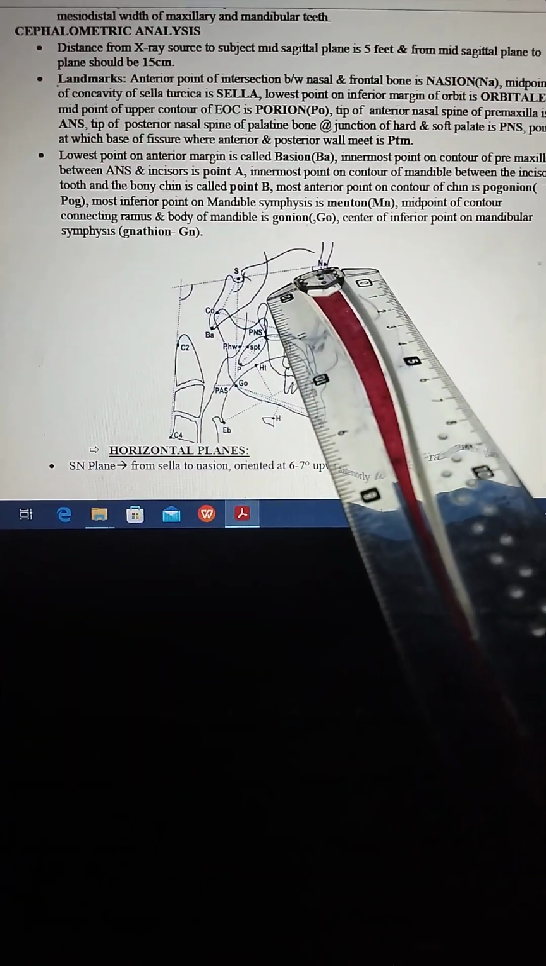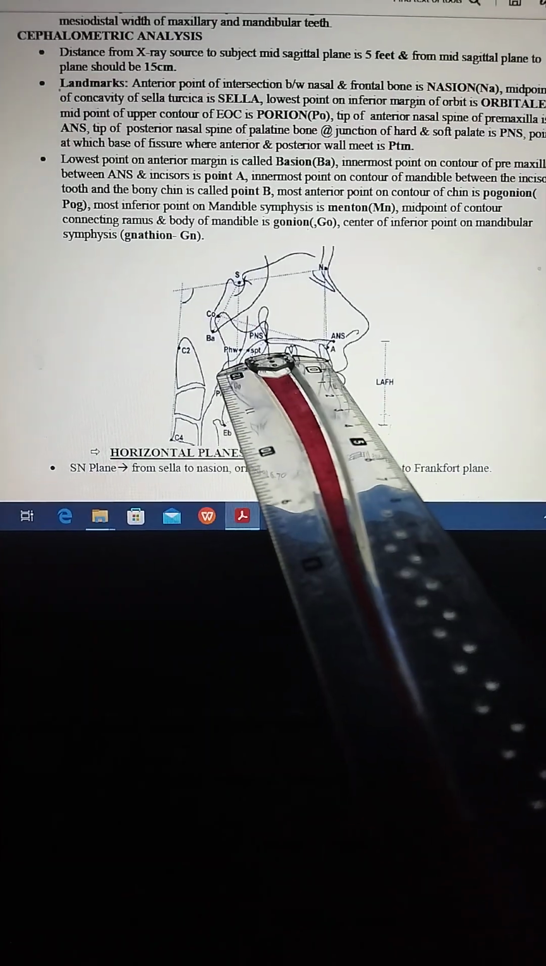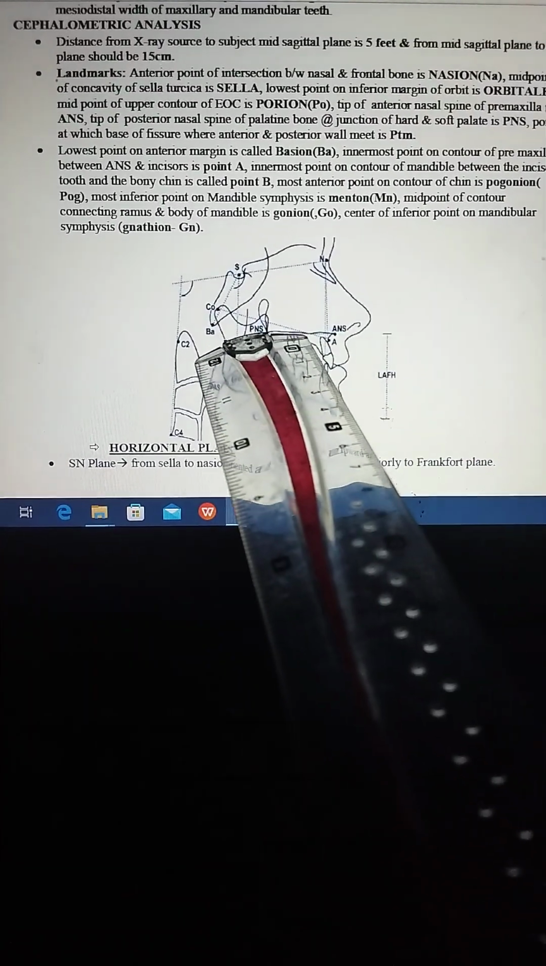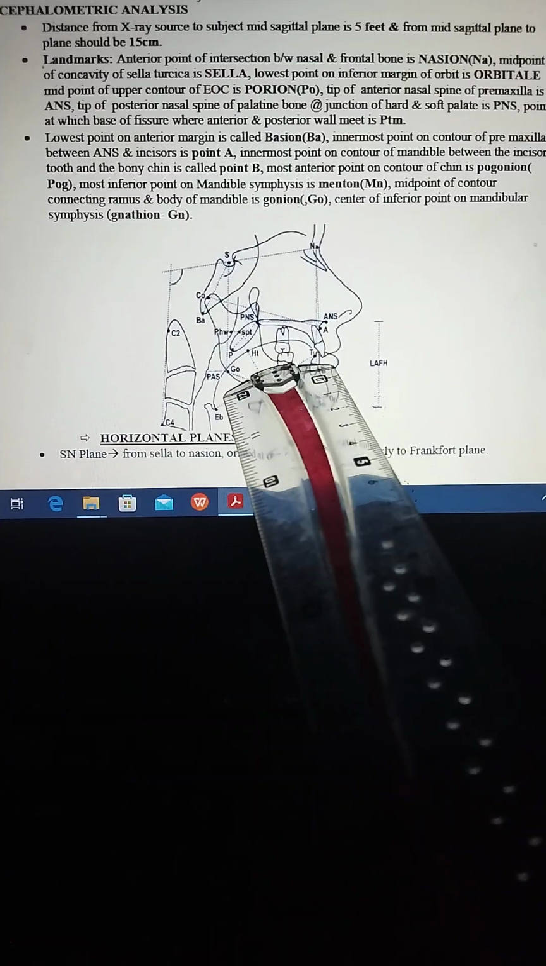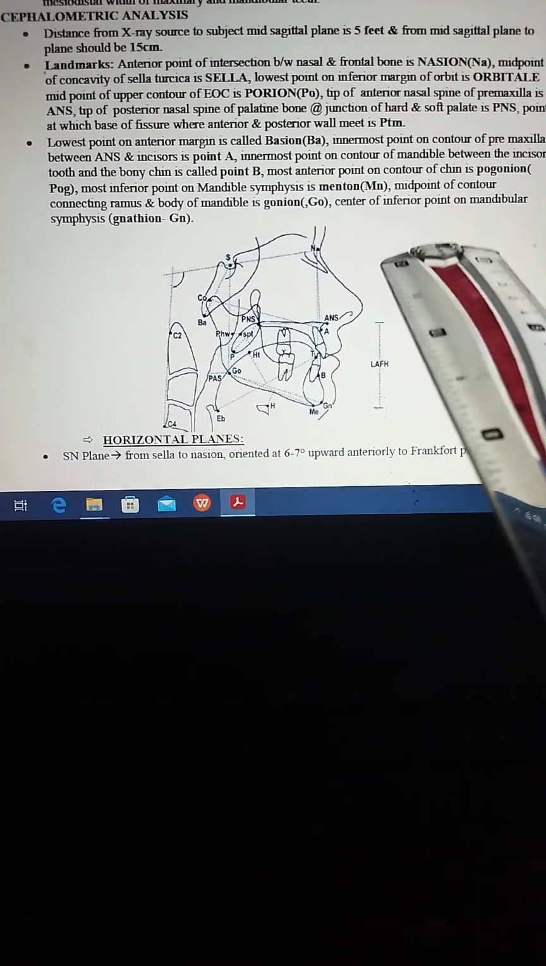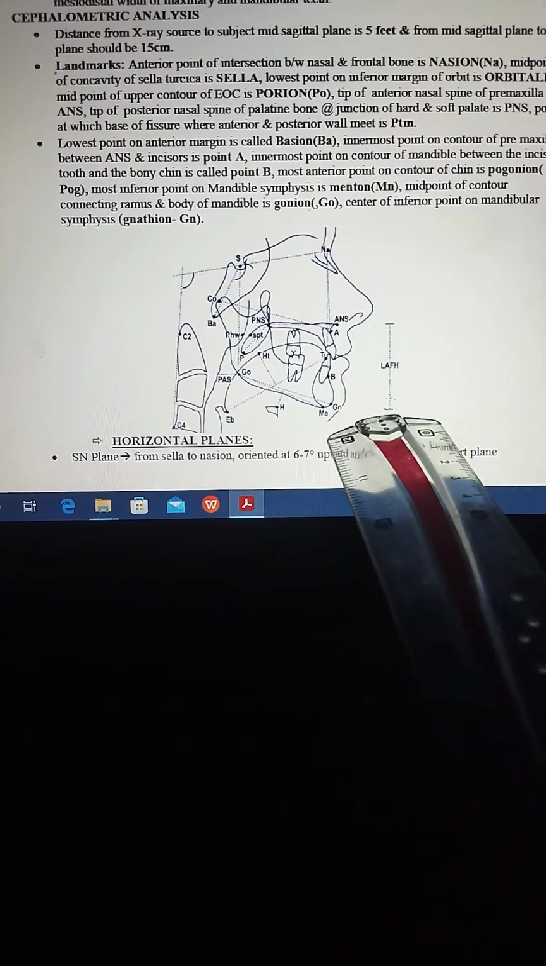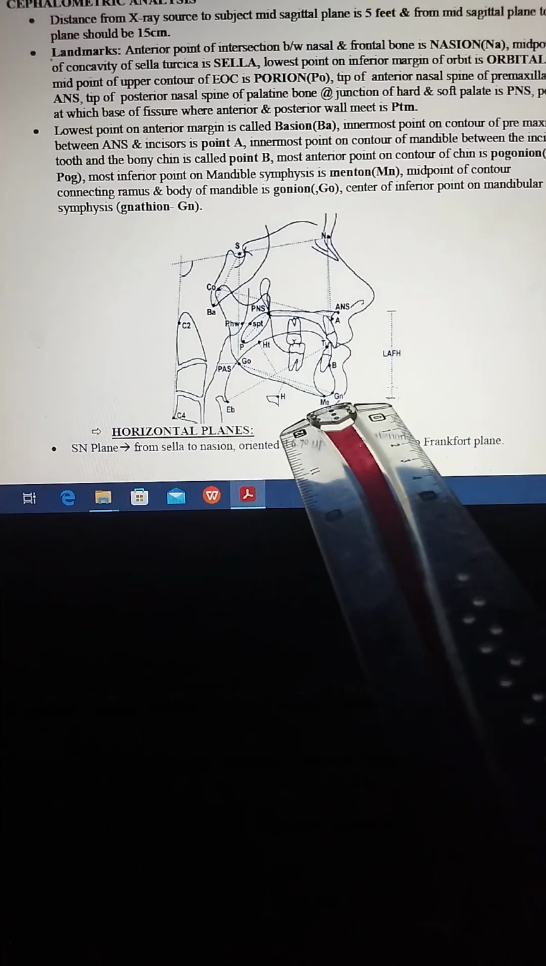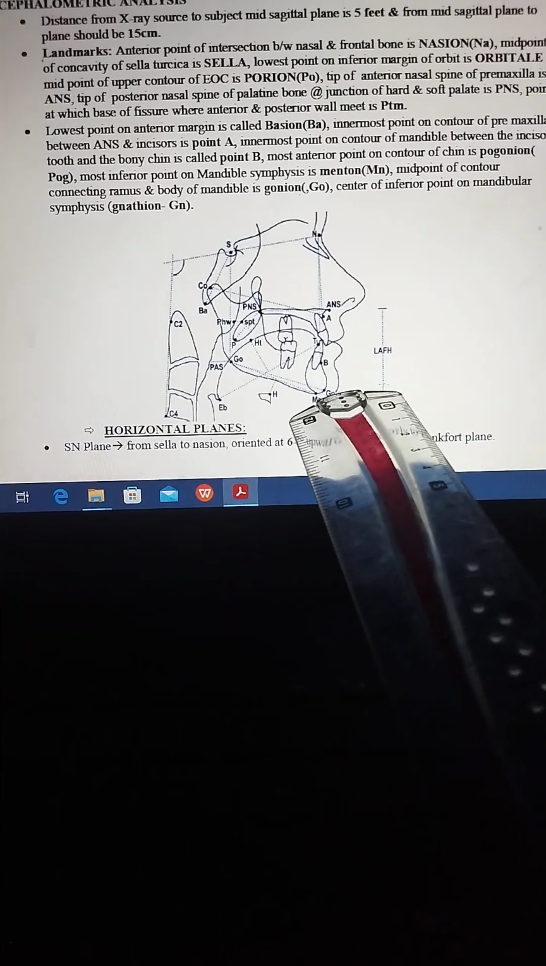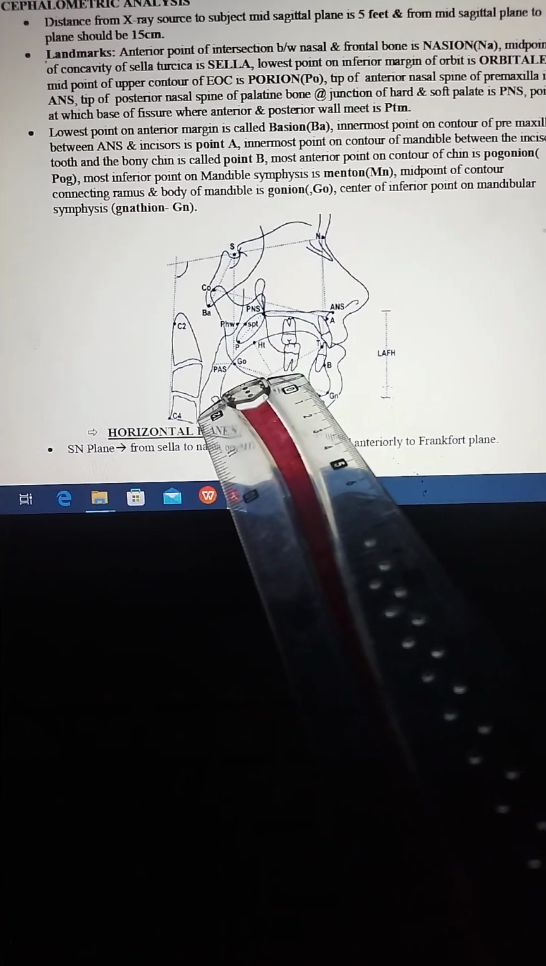So here it is nasion. Here is sella, and anterior nasal spine, posterior nasal spine, and you will check the grid points to check this. This is the lower facial anterior height. This is menton. This is gnathion. This is gonion.